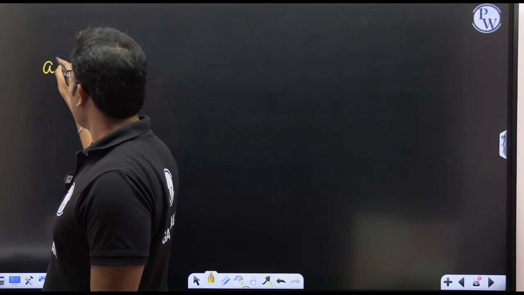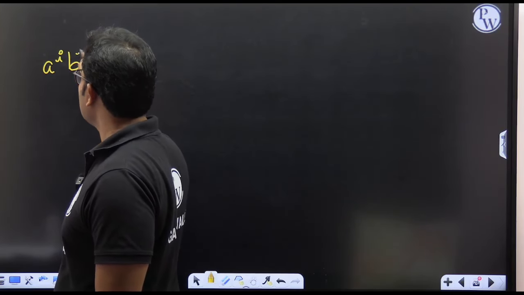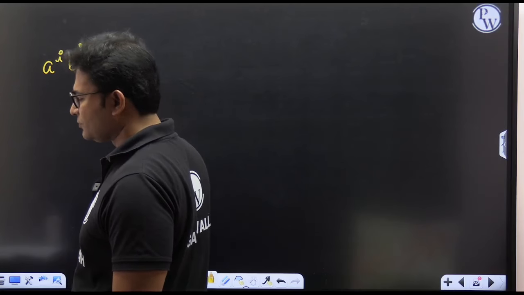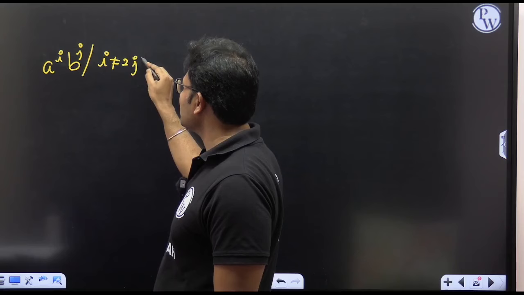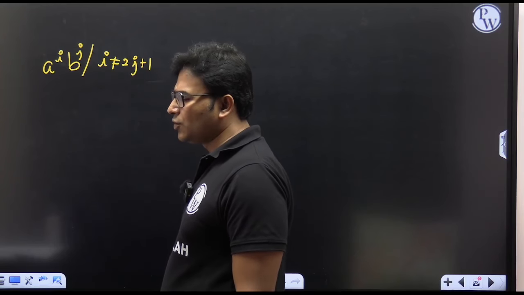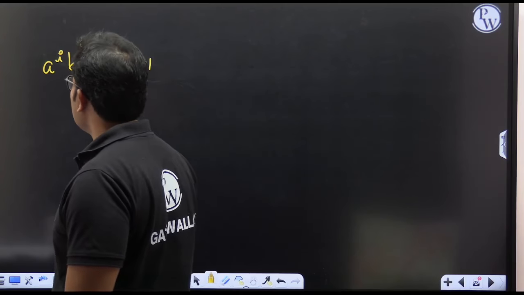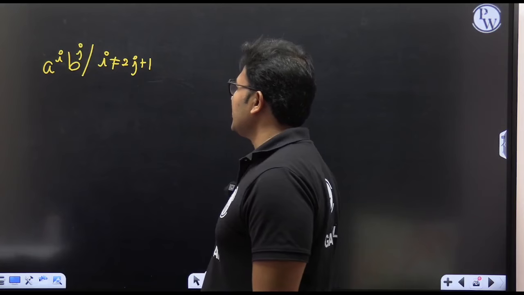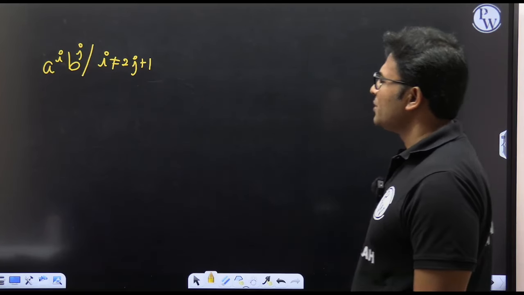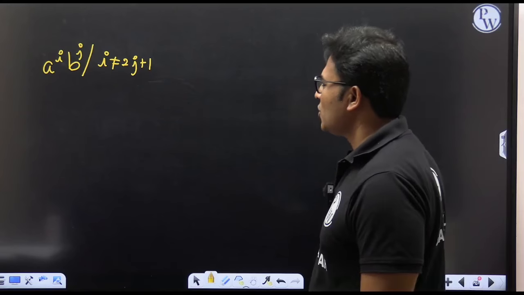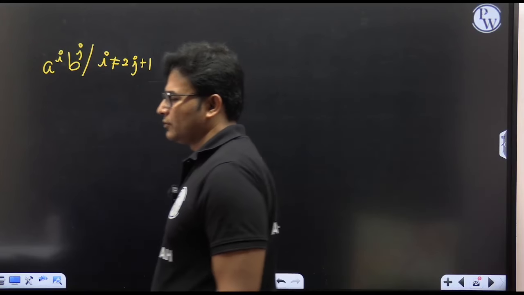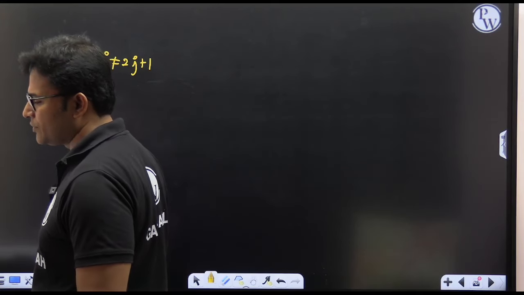A power i, b power j, such that i is not equal to 2j plus 1.